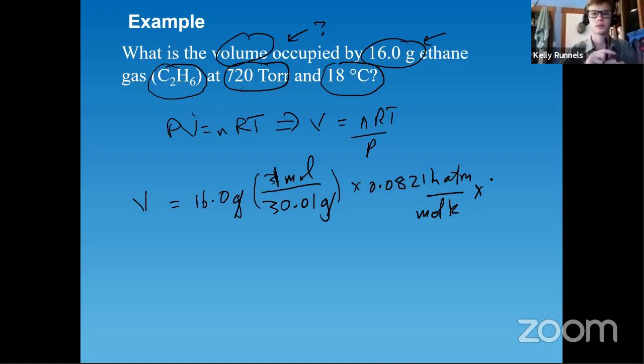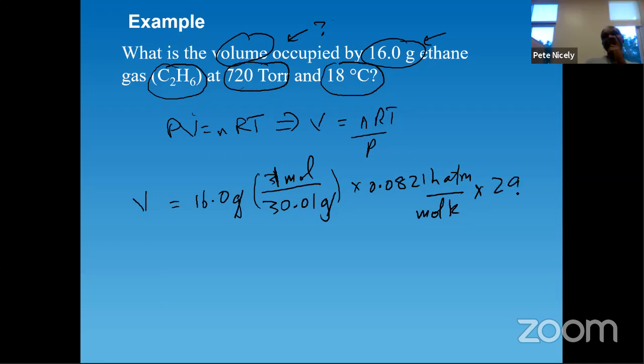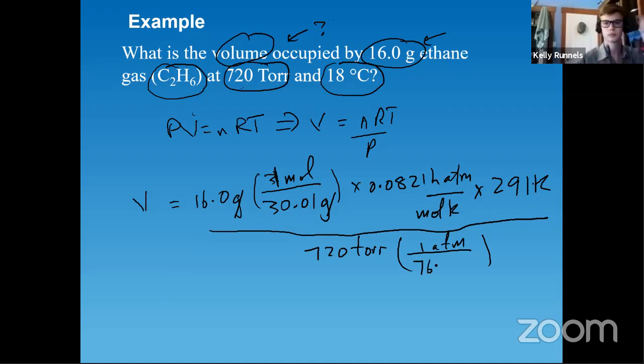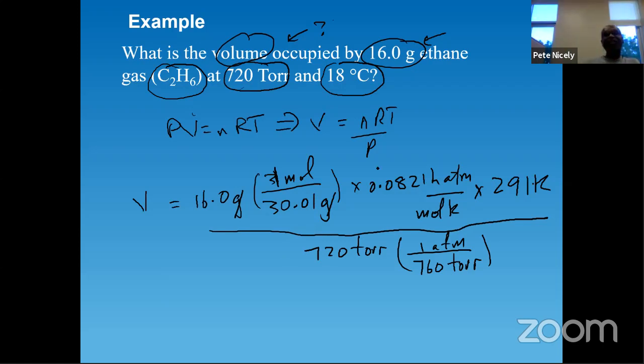The temperature is 291. Okay, 291 Kelvin, that sounds right. And then we divide all of that by the pressure. Now they gave you the pressure as 720 torr, which you'd have to convert to atmospheres, which means that you're going to multiply by 1 atmosphere divided by 760 torr. All right, so that's basically the setup right there.